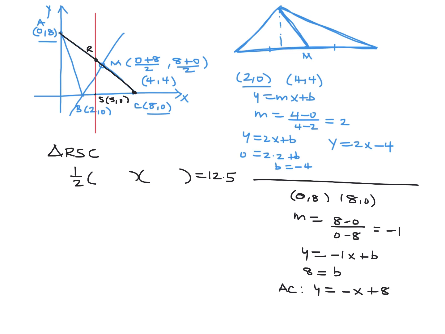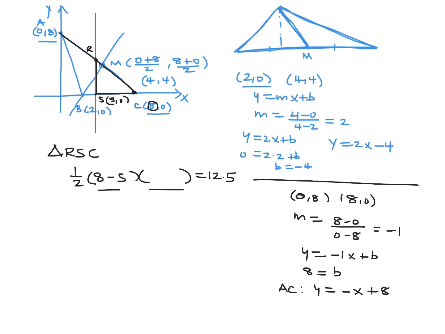Right? Okay, good. So now we can fill in these. So 1/2 base. The base is from here to here. So that looks to me like this 8 minus this s. 8 minus s. The height is from here to here. So that looks like basically the y coordinate of R.